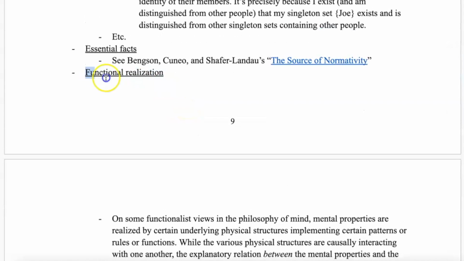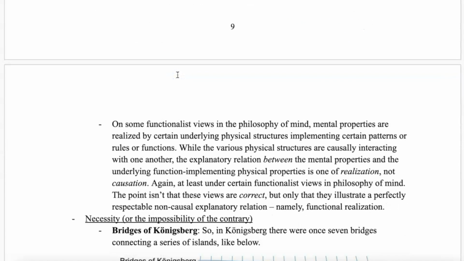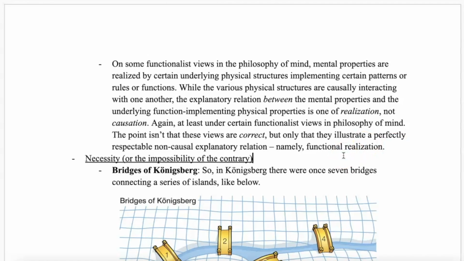A still further class of non-causal explanations derives from functional realization. On some functionalist views in the philosophy of mind, mental properties are realized by certain underlying physical structures implementing certain patterns or rules or functions. While the various physical structures are causally interacting with one another, the explanatory relation between the mental properties and the underlying function-implementing physical properties is one of realization, not causation. Again, at least under certain functionalist views. The point isn't that these views are correct, but only that they illustrate a perfectly respectable non-causal explanatory relation, namely functional realization.